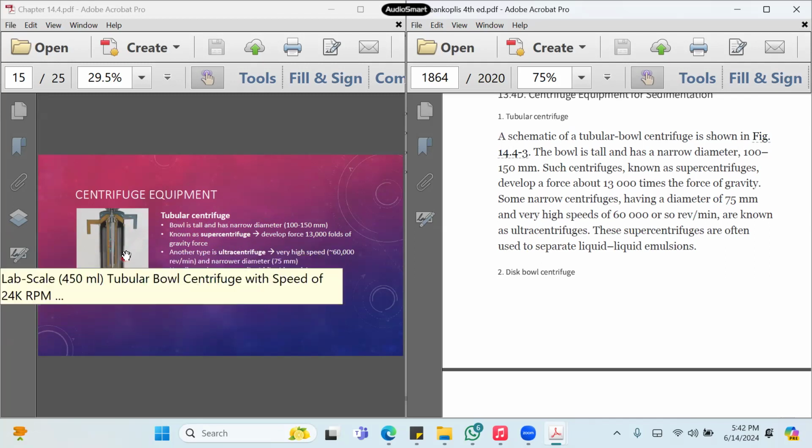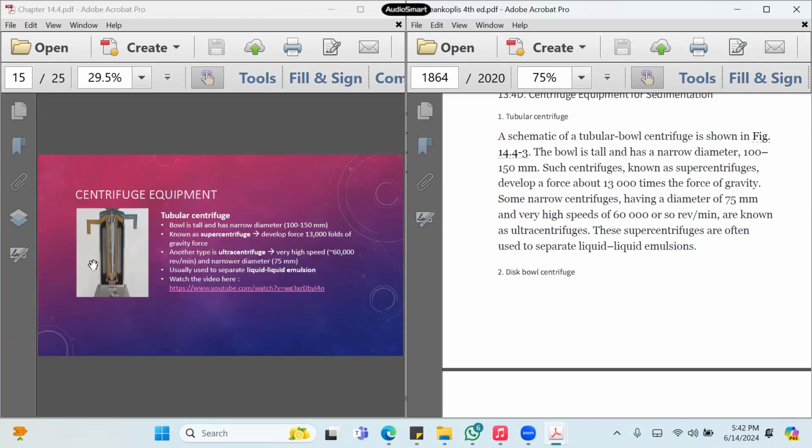Sometimes we also call it an ultra centrifuge. It runs at very high speed, around 60,000 RPM, with a narrower diameter, so it will be tall and narrow. It is usually used to separate liquid-liquid emulsions. You can watch the video here later; you can access this file in AdLink.